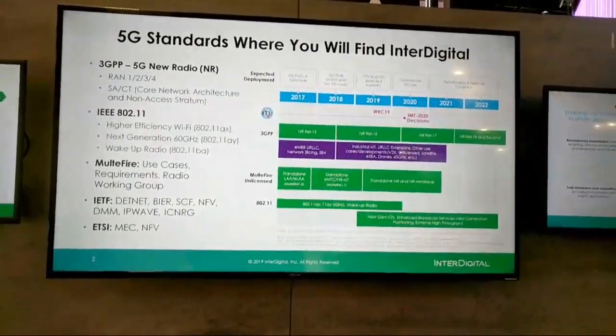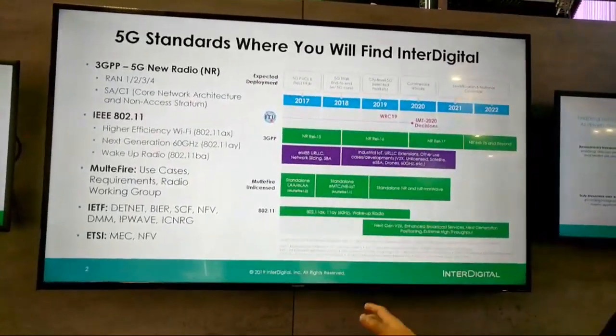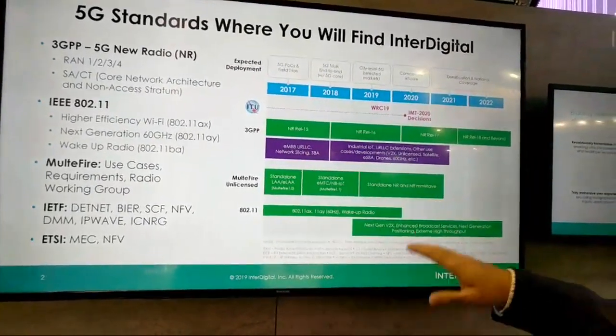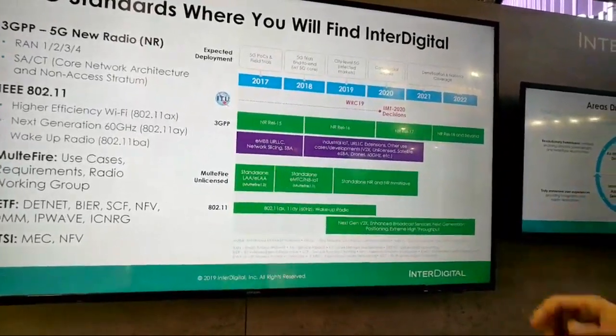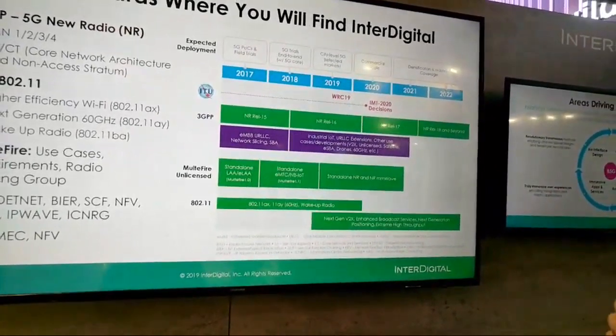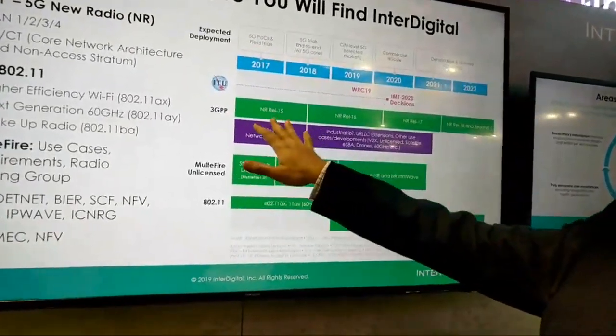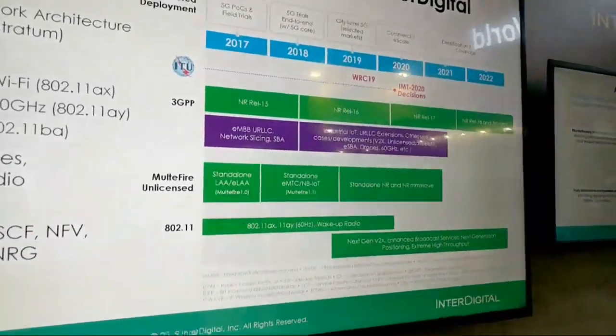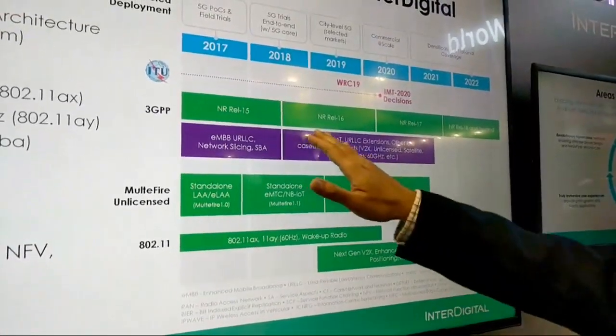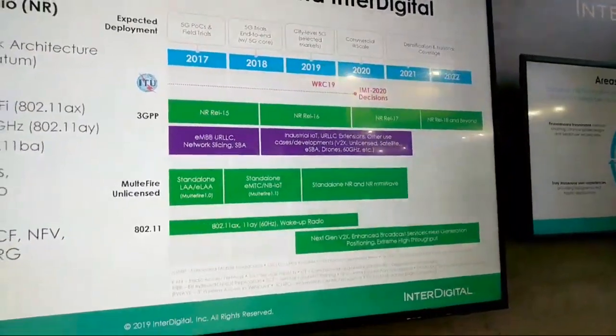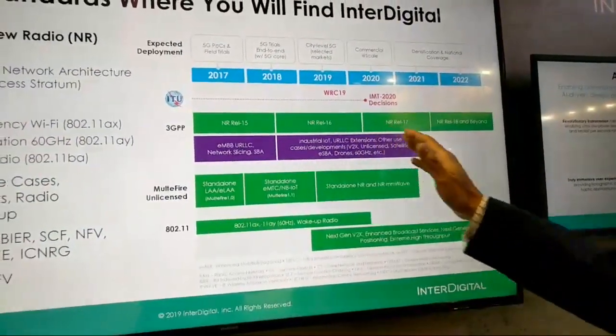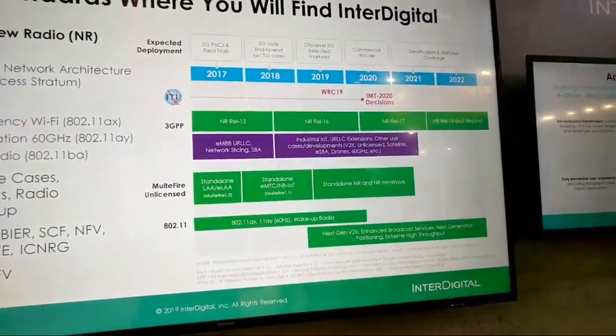The 5G work in 3GPP started in 2017 with Release 15. Release 15 supports both standalone and non-standalone versions. And as you can see, we completed Release 15 at the end of 2018. Work is ongoing today for Release 16, and Release 16 is expected to finish sometime in early 2020.